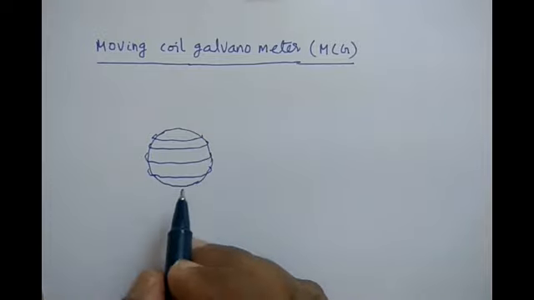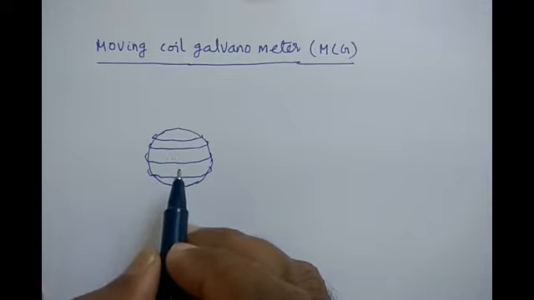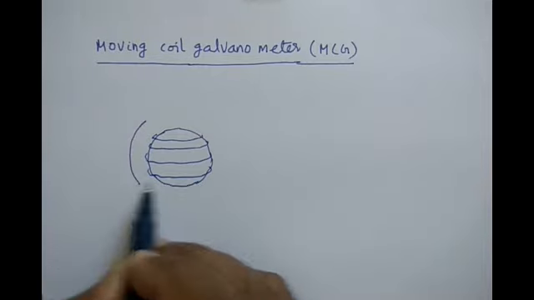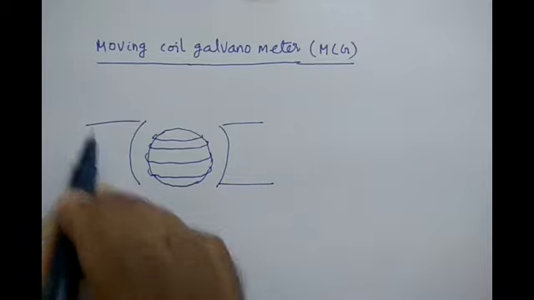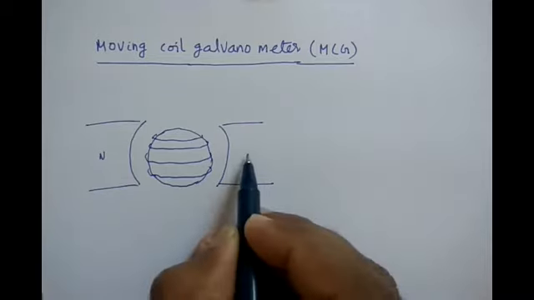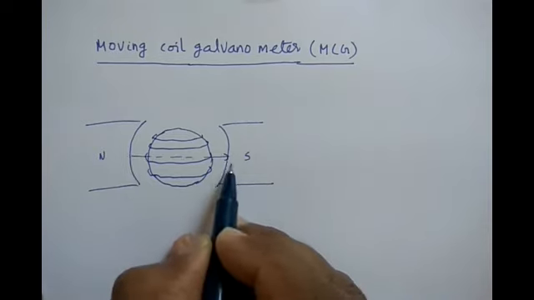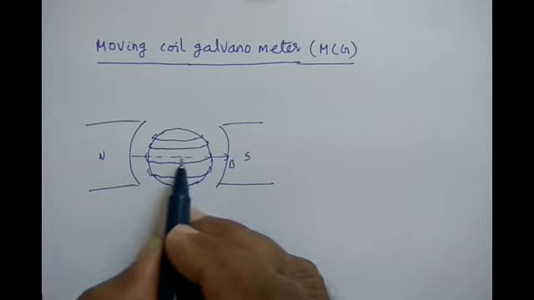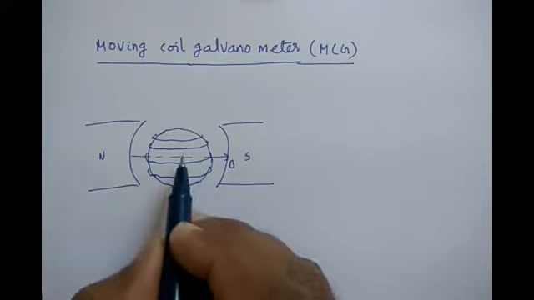And this coil is placed in a magnetic field, and the magnetic field is shown like this. These are the two magnetic poles, say this is the north pole and this is the south pole. So the magnetic field will be acting in this direction. This is the direction of the magnetic field, and it is radial.